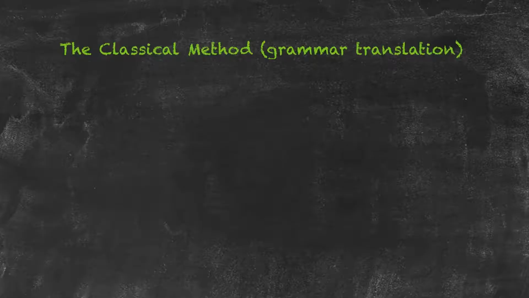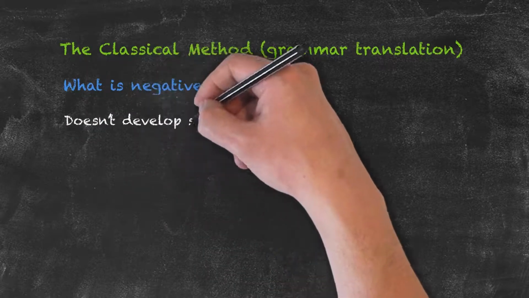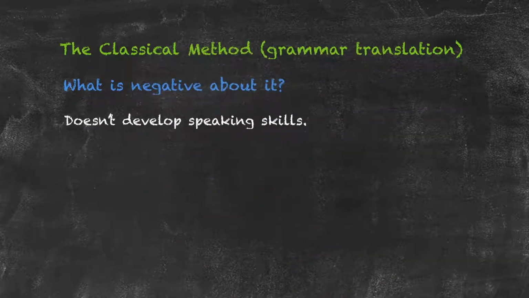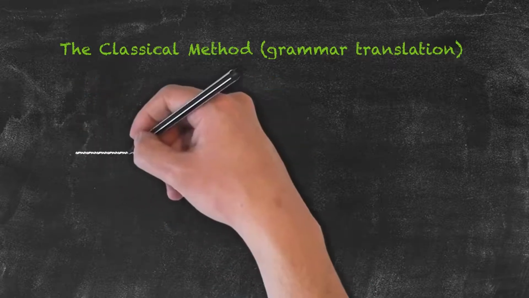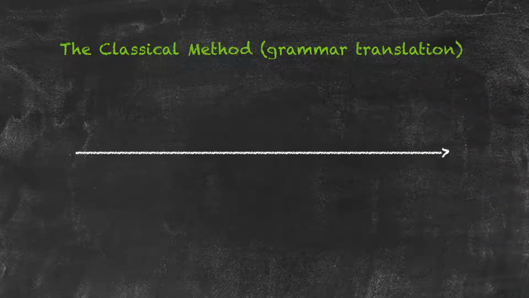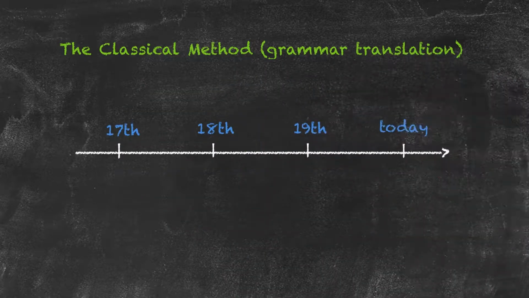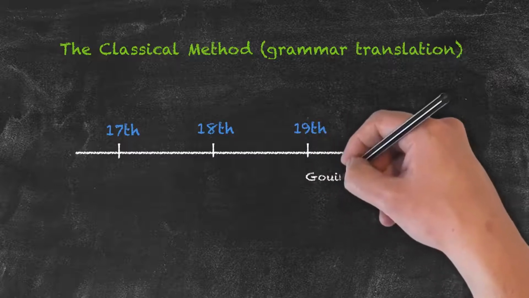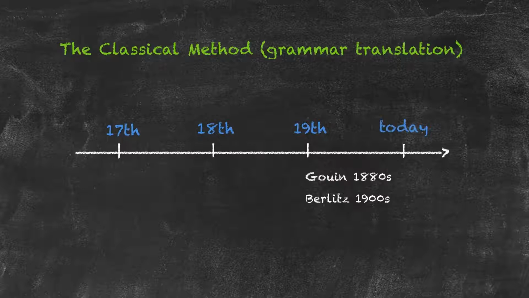In terms of the things that are negative about it, we've already said that it doesn't develop speaking, but perhaps the biggest negative point about this particular methodology is that it's very unnatural. Okay, so despite the criticisms of this particular method, and particularly the fact that it's unnatural, this methodology was in use all the way through the 17th, 18th and 19th century, and indeed it's still in use today. However, Gouin in the 1880s and Berlitz in the early 1900s decided that this methodology was so unnatural that they wanted to come up with something new.